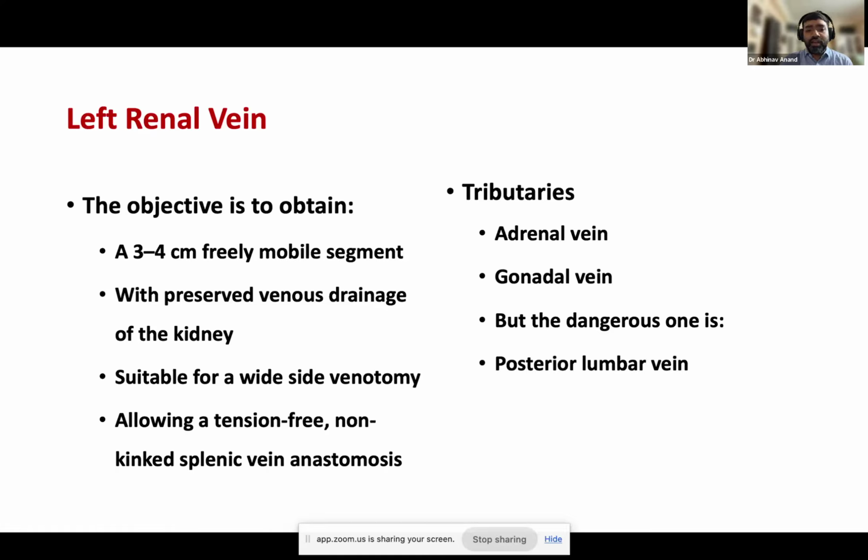And allowing a tension-free, non-kinked splenic vein anastomosis. The tributaries of the left renal vein, that is the adrenal vein, gonadal vein, and sometimes a posterior lumbar vein, come in. So we could tie these tributaries to have adequate mobility and length of the left renal vein for the anastomosis.